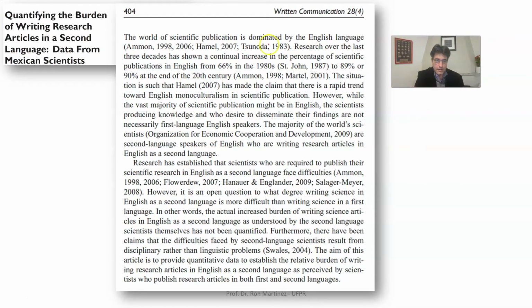And these points here, the fact that there's a lot of research that's published in English, and there's an increase among non-native speakers, but if there's a greater burden for those authors because they don't speak English as a first language when they write research articles, that's an open question. So that's what they write here, is open question. And they try to answer that question through the data.